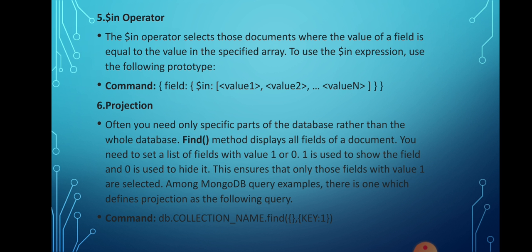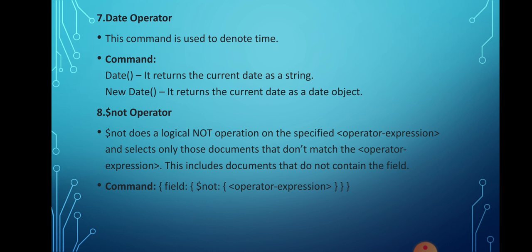db.collectionName.find({}, {key: 1}). That means you need only a specific part of a database rather than the whole database. In this command you can show only specific fields.